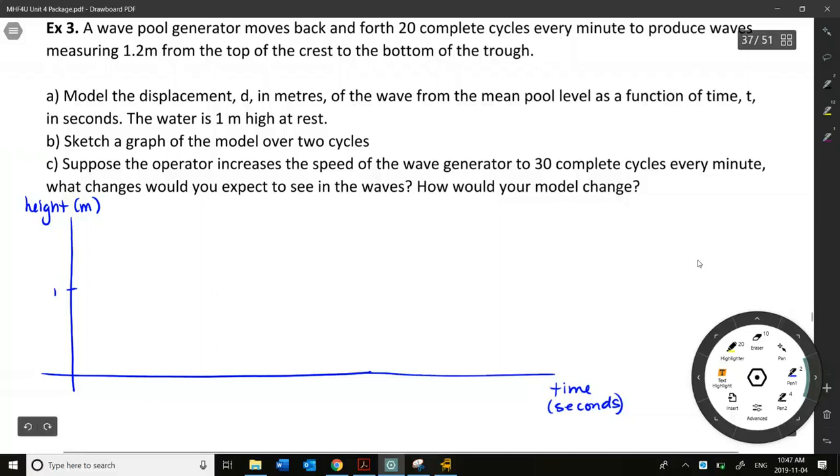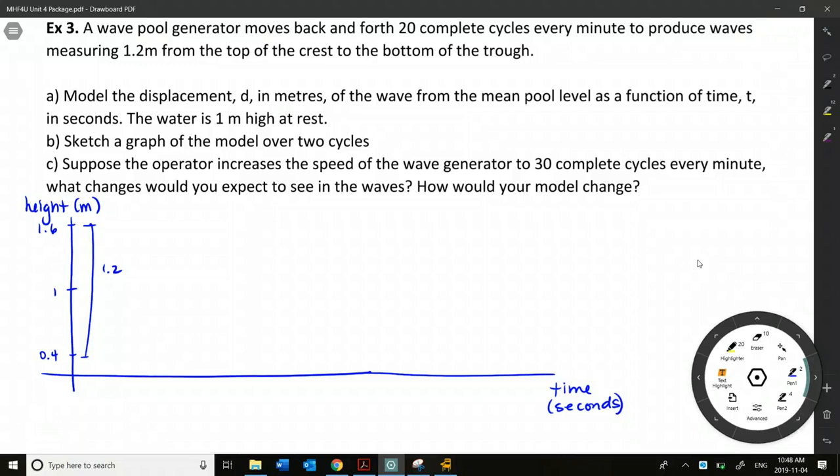0.6. So if I go up 0.6, which is half of 1.2, I'm up at 1.6. And if I go down 0.6 from there, I'm at 0.4. The distance from 1.6 to 0.4 is 1.2. That's what it's saying. From the minimum all the way up to the maximum, we're at 1.2.